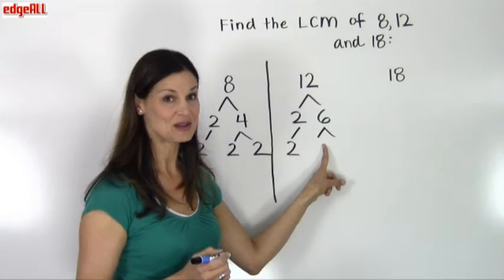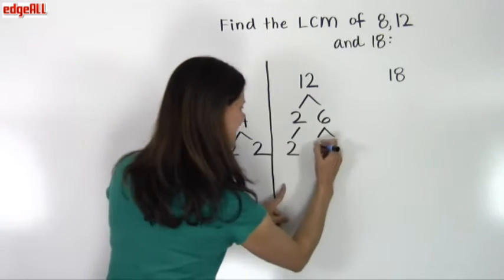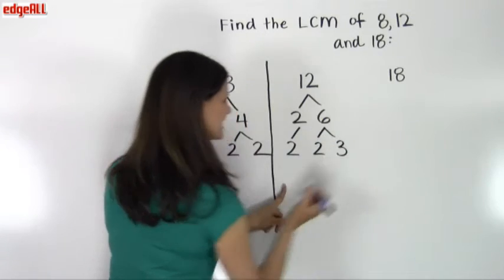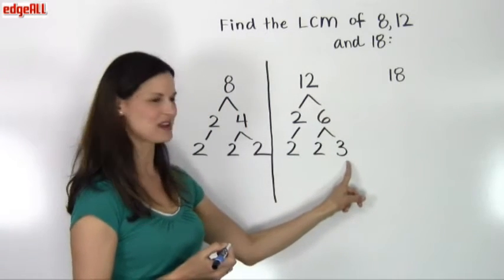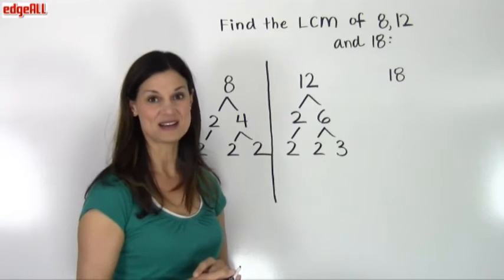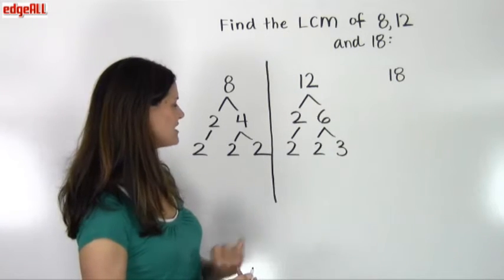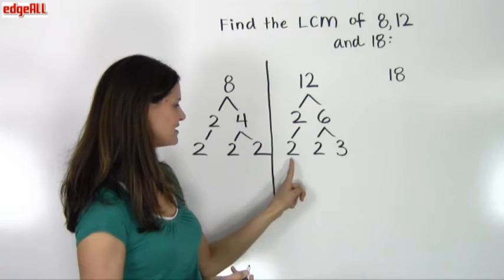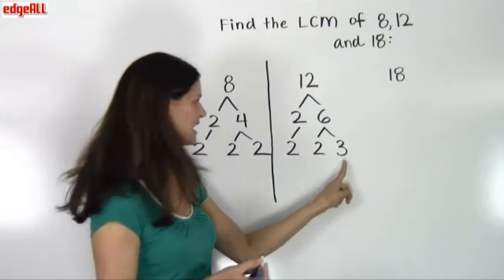6 divided by 2 equals 3, or 2 times 3 equals 6. So now I have 3 prime numbers, 2, 2, and 3, and so I know I'm finished. The prime factorization of 12 equals 2 times 2 times 3.